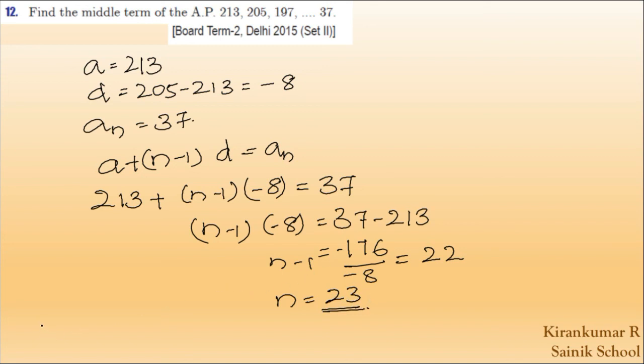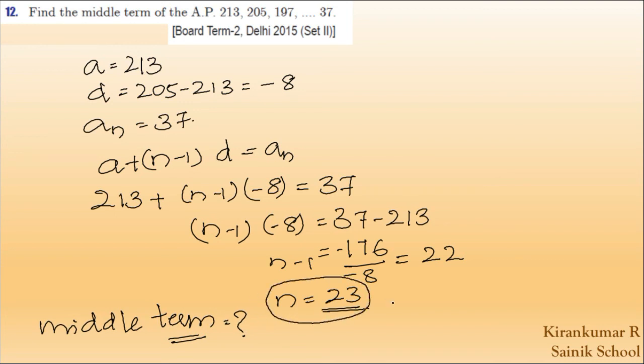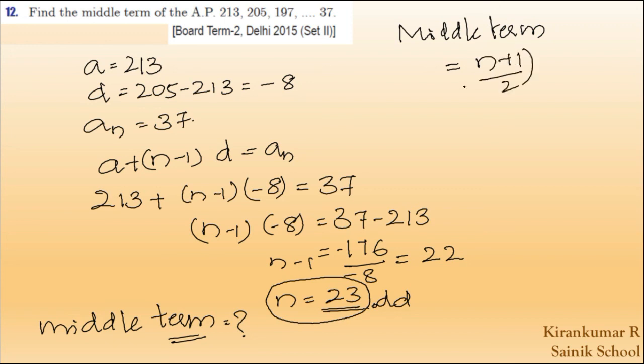The middle term. How do we find it? We all know that whenever the number of terms is odd, the (n plus 1) by 2th term will be the middle term. In earlier classes we learned this as the median. It will be the (n plus 1) by 2th term. Here n is 23, so 23 plus 1 by 2 is 12, so the 12th term.